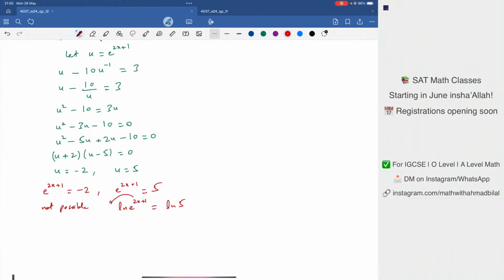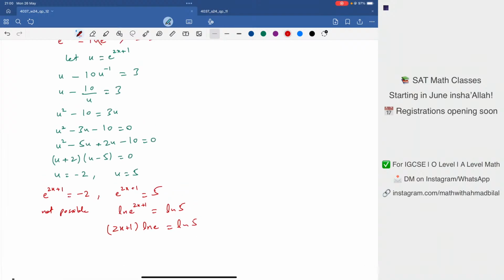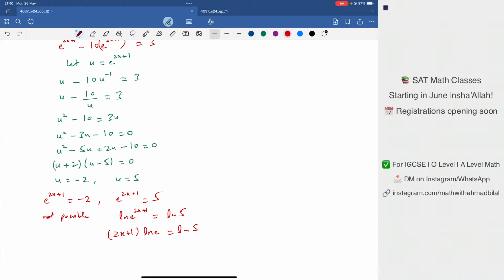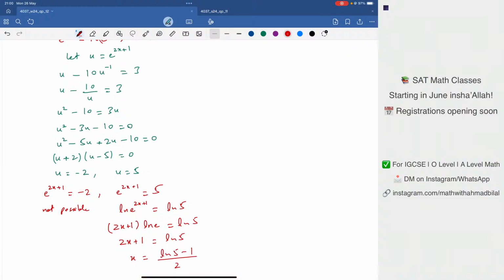And now 2x plus 1, that comes down, and it becomes 2x plus 1, put that in bracket like this, times ln of e, that equals ln of 5. Ln e is just 1, so it becomes 2x plus 1 equals ln of 5 and x equals ln 5 minus 1 divided by 2.